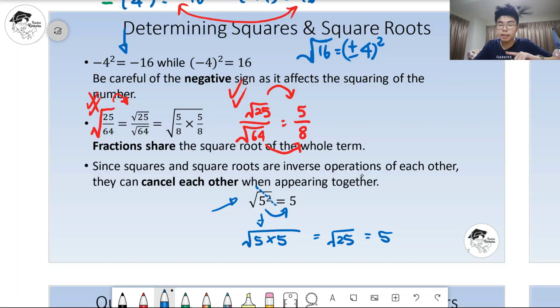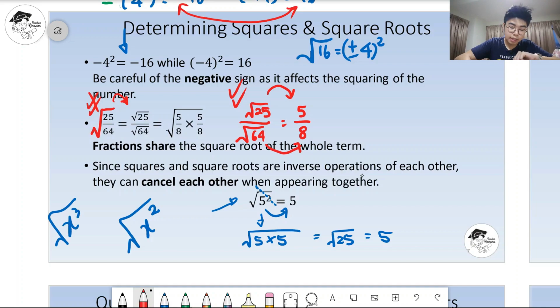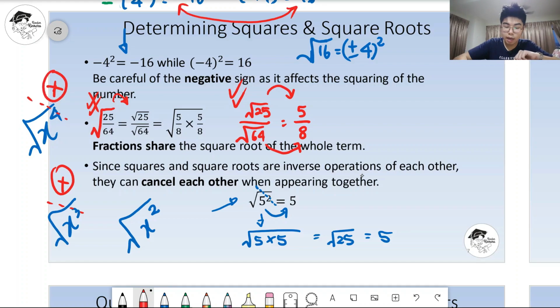But you must make sure that it is a square and a square root, okay? Don't do something like this, you go and cancel. This one don't cancel. If it's something else inside, don't cancel, please. This one cannot cancel. Only when you get this, you can cancel. Only when the square and the square root can cancel, because square and square root, hubungan dia is operasi yang songsang.